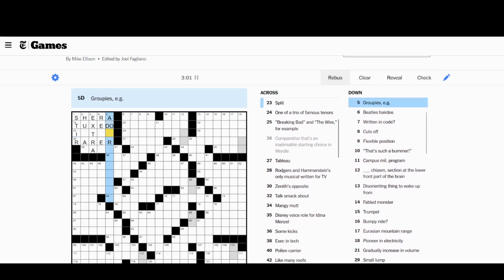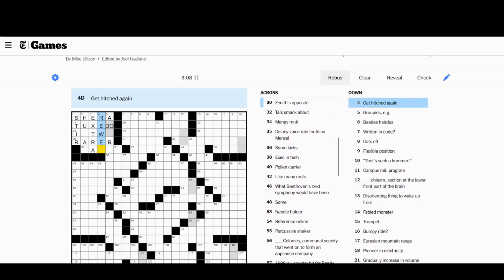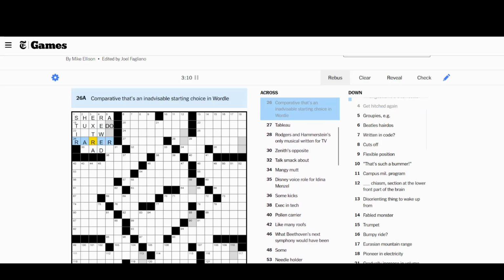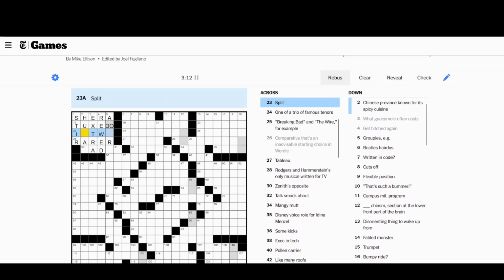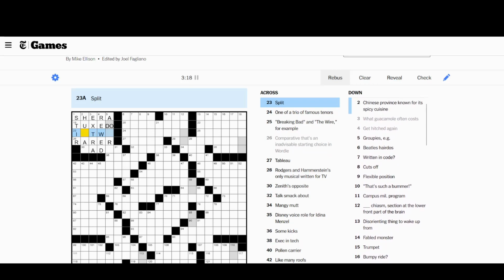But then, what is this? Get hitched again is going to be re-wed. So let's see. Or it could be like retie or something. Oh, split is going to be in something. This is going to be Hunan.